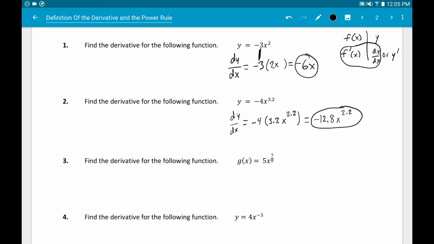And so it doesn't matter if you've got a whole number exponent like in question 1 or a decimal exponent like in question 2. It's still the exact same rule.